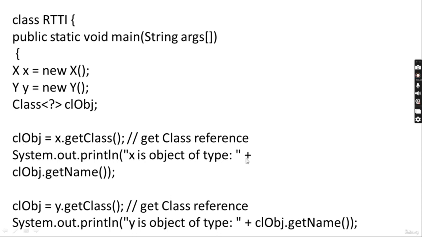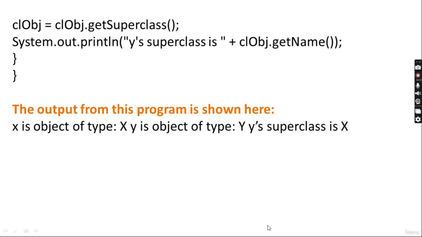X is an object of type, and we print the Class object's getName. Then y.getClass is stored in the Class object, and y is an object of type, with getName. Then the Class object's getSuperclass asks who the superclass of this class is; that is, y's superclass is x. So it will display: x is object of type x, y is object of type y, and y's superclass is x.